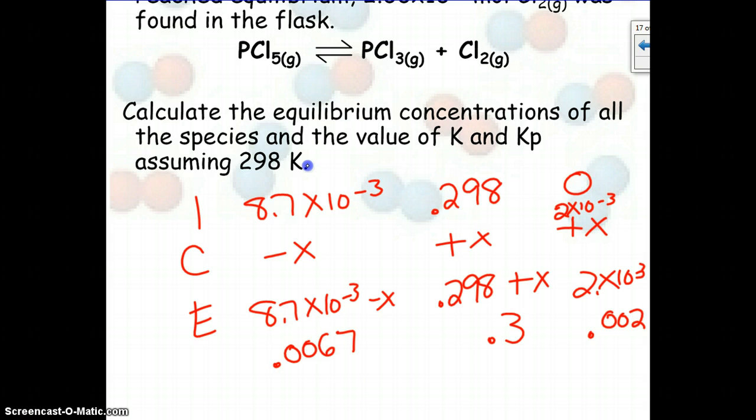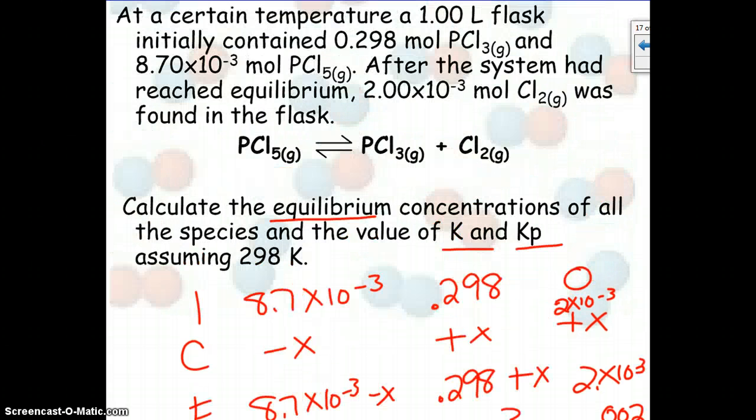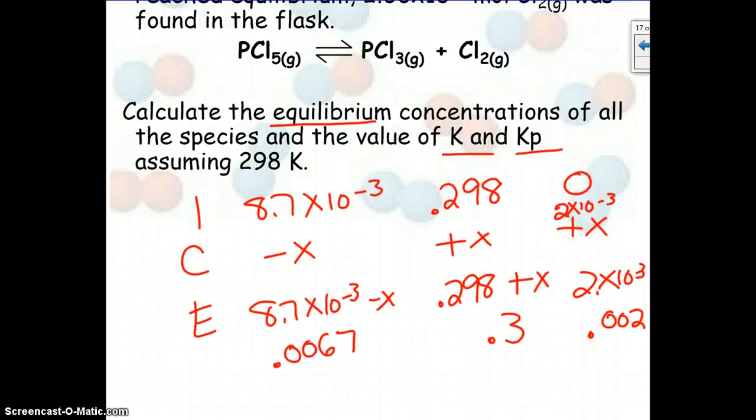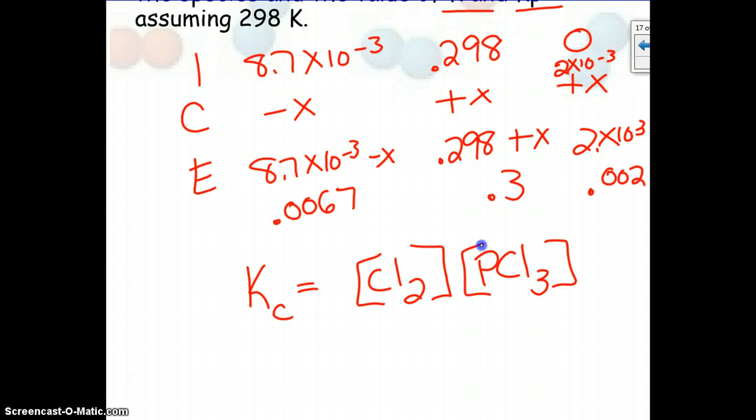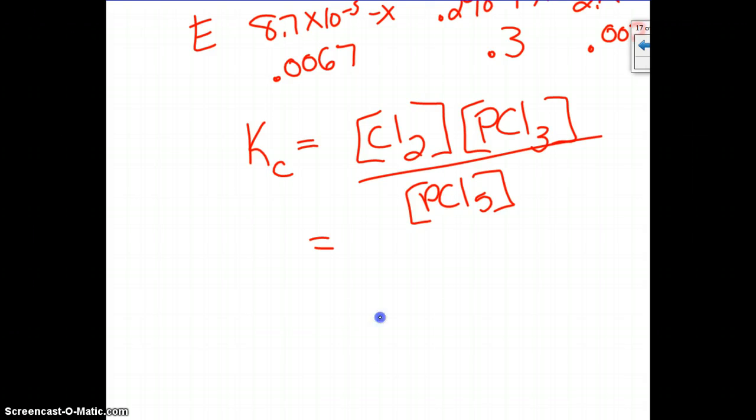Now, there are the equilibrium concentrations, and it wants us to get the value of Kc and Kp. These were concentration values because we were in terms of moles in a 1 liter flask, so that was just moles over liters, molarity. So we can find our Kc very easily by just writing the equilibrium constant expression here, and then we can plug in our values to get Kc.